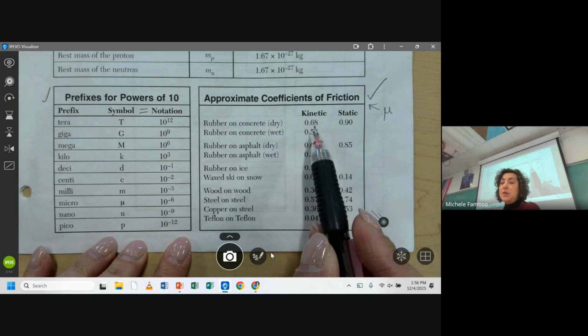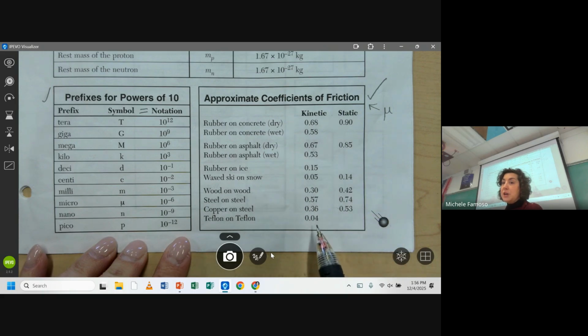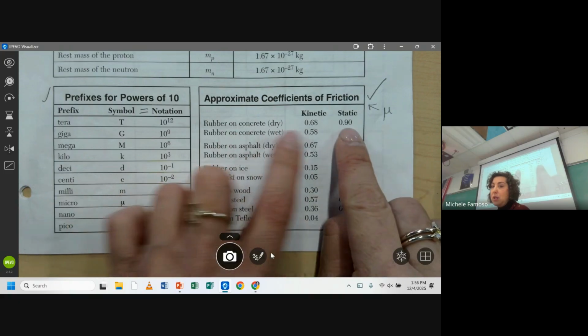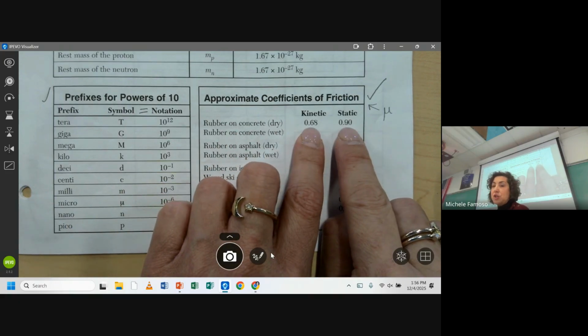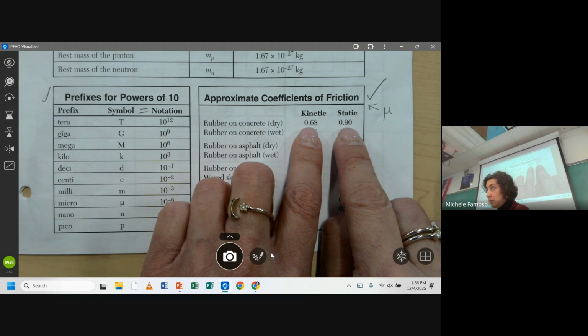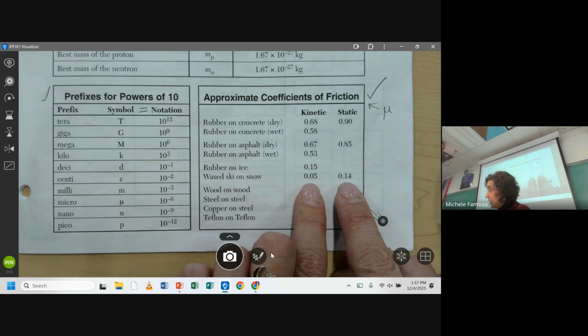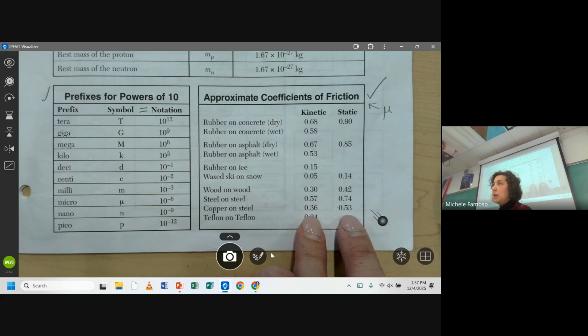But you'll see that I give you not only coefficients of kinetic friction, but static friction for different materials. Notice that if I'm dealing with the same material, the static coefficient of friction is larger than the corresponding kinetic one. That is always the case. Every single time the static value is bigger than the kinetic one, which indicates that the maximum static friction force will always be bigger than the kinetic one.